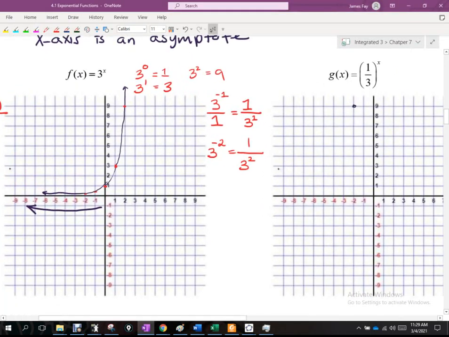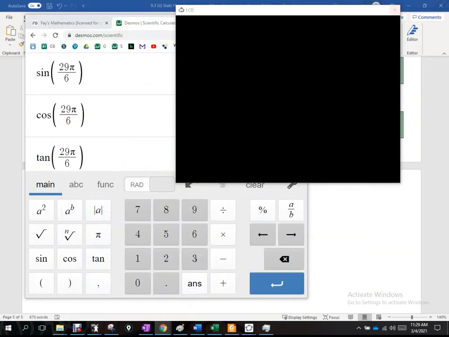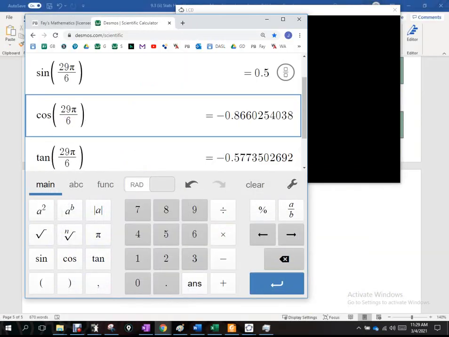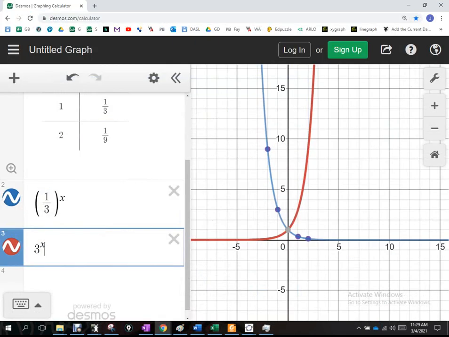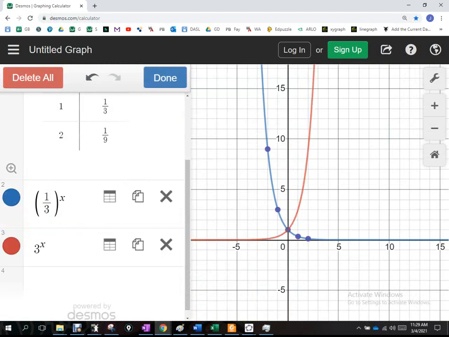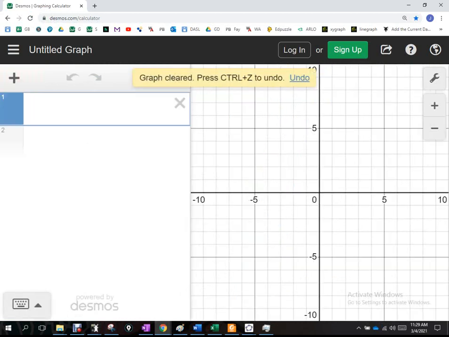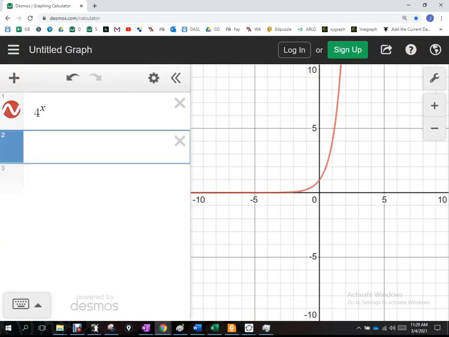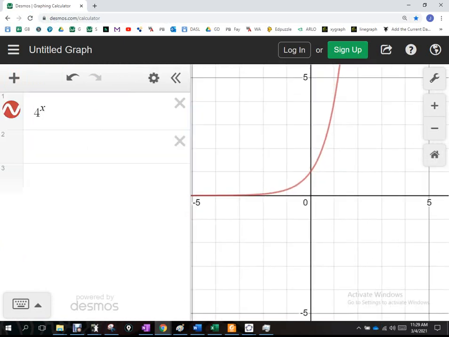How are the base of 3 and the base of 1/3, how are they related to one another? They're what kind of things? Starts with an R. They're reciprocals. Okay? So that's useful. So if I wanted to know what 1/4 raised to the x looks like, okay? Let me clean this up real quick. If I want to know what 1/4 to the x looks like, maybe I do that first. That's 4 to the x, right?